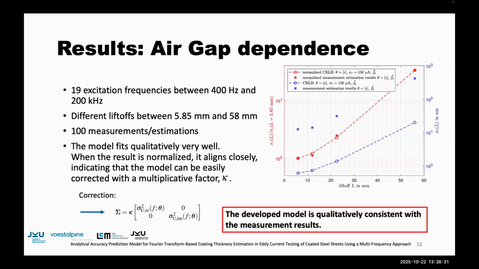This is the model one, and here is the measured one. You can see there is a gap between the model and the measurement results. And in red, in comparison, you can see the normalized results. And you can see the normalized model shows very good agreement with the theory. So therefore, that means that the model can be corrected by a multiplicative factor to improve the accuracy.